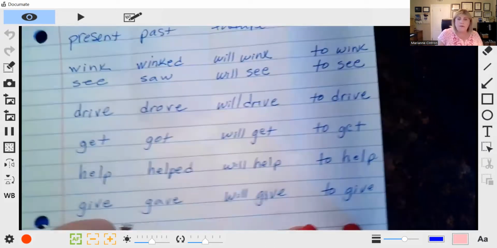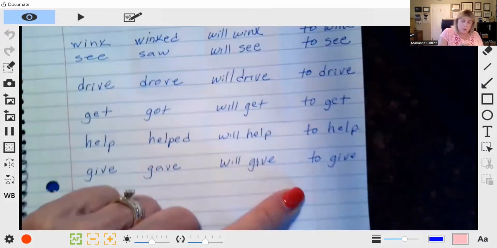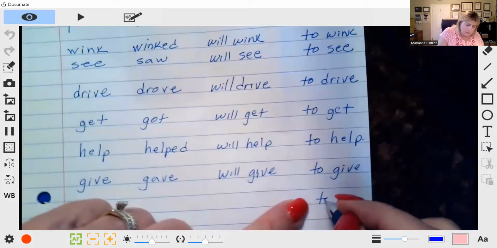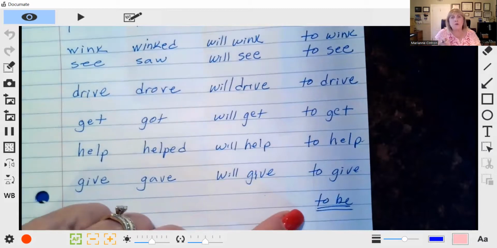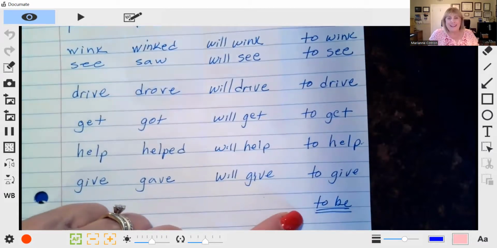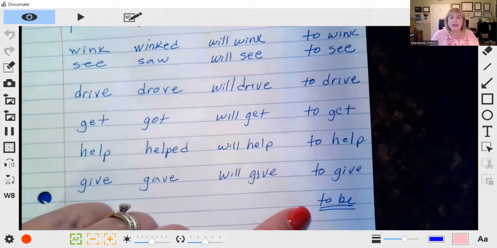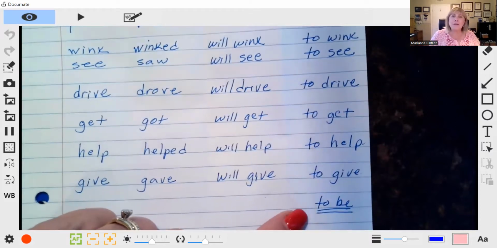I'm going to start with the infinitive here, and I'm going to say to be. To be or not to be, that is the question. I asked her, have you ever heard that? And she said no. So sometimes we just can't say jokes that people get.